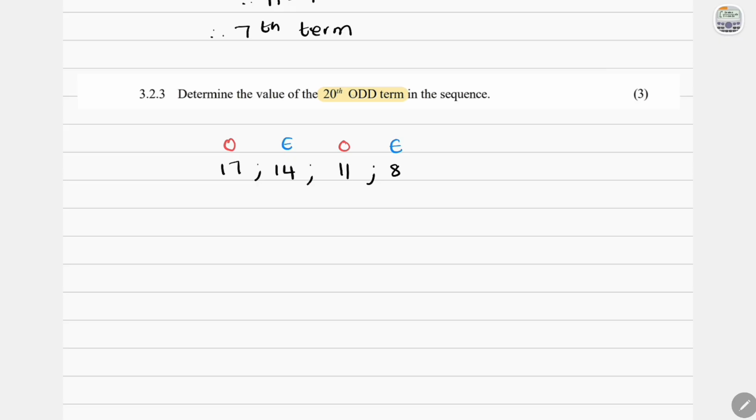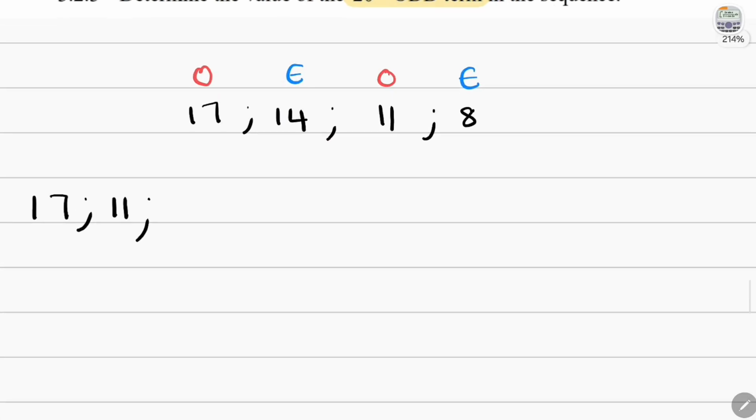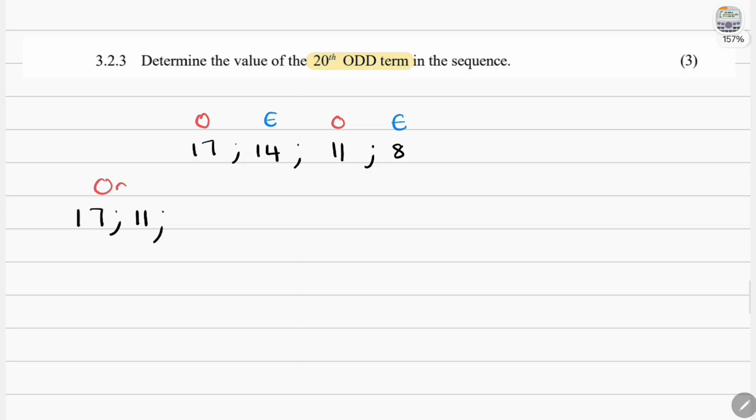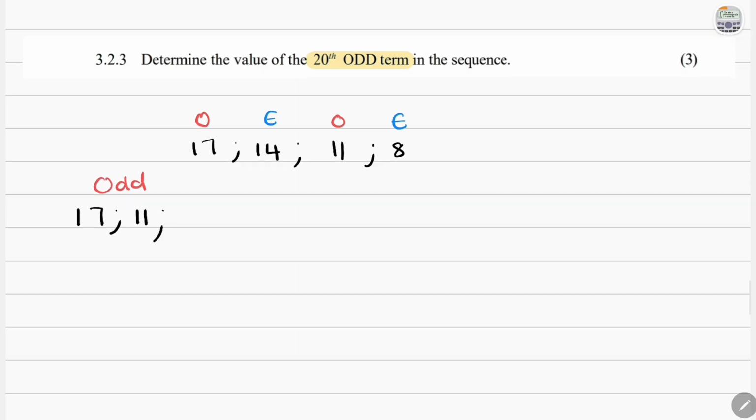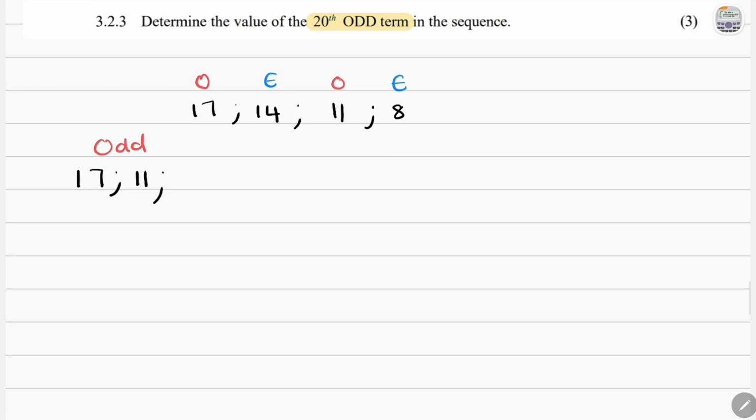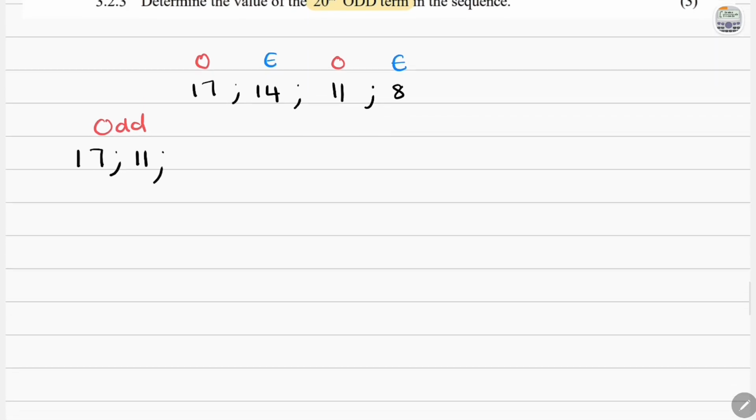So this is what we have, and we need to find the 20th odd term. What you could do is focus on the odd terms and start a new pattern with that: 17, 11. Think about it. From 17 to 14 you said minus 3, and from 14 to 11 you said minus 3, so from 17 all the way to 11 you must have said minus 6. The constant difference in this new odd pattern would be negative 6. I think this would be the easiest way to do this. The other way will still work, but it takes a little more thinking.